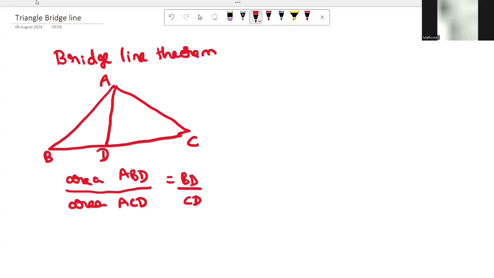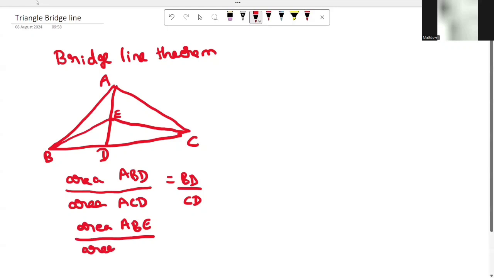Now, the interesting note to this is if I choose any point on this bridge line and connect to it commonly from the other two vertices, then the other triangles so formed will also be having the same ratio with respect to the bases, meaning area of ABE divided by area of ACE will also have the same ratio BD by CD. We are going to extensively use this idea in the forthcoming problem.